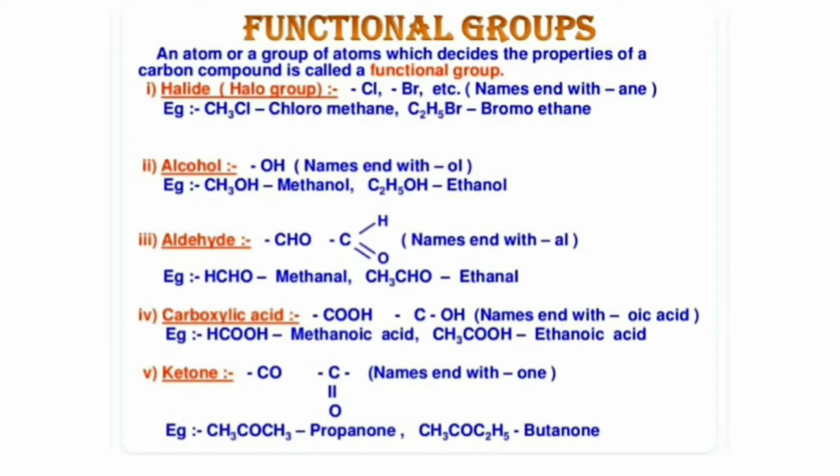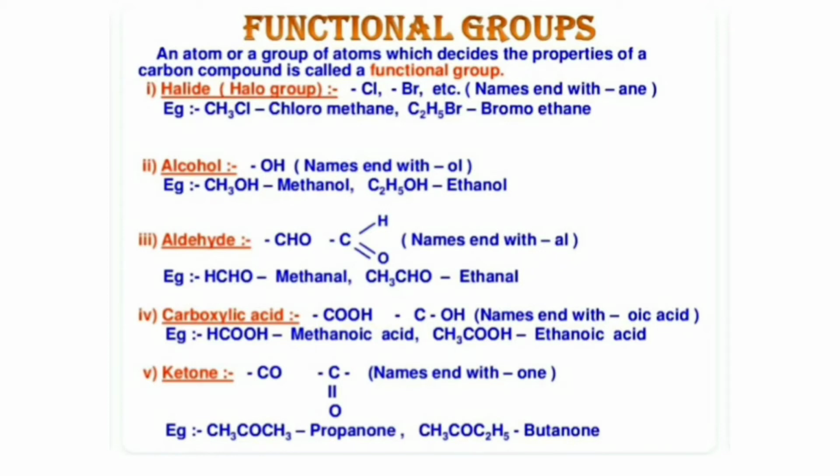Functional groups. An atom or group of atoms which decides the properties of a carbon compound is called a functional group. Halide, halo group: chlorine, bromine, etc. Names begin with chloro, bromo. Example, CH3Cl, chloromethane, C2H5Br, bromoethane. Alcohol, OH, names end with ol. CH3OH, methanol. C2H5OH, ethanol. Third, aldehyde, CHO, names end with al. HCHO, methanal. CH3CHO, ethanal.